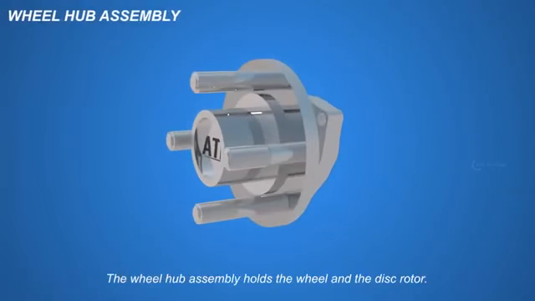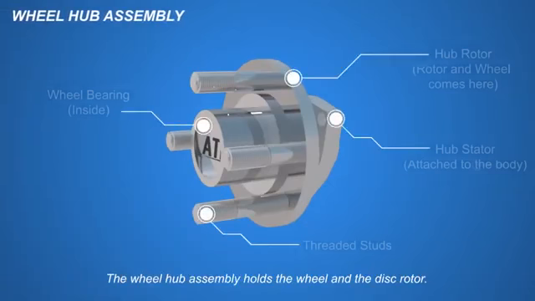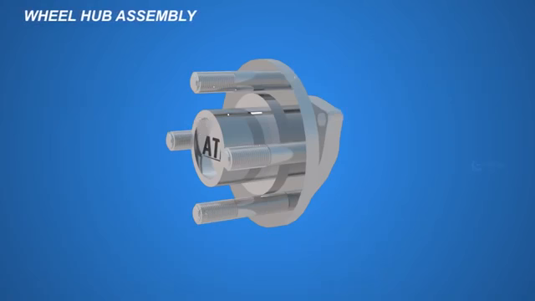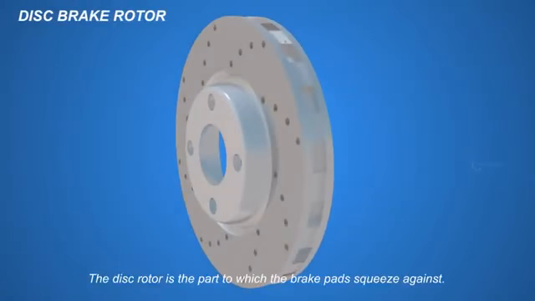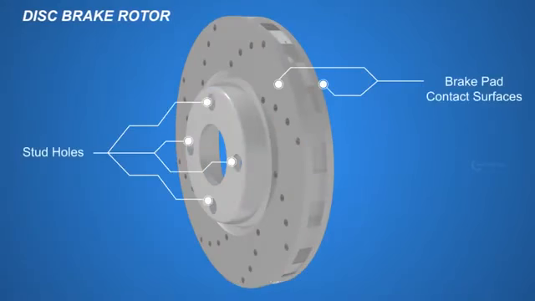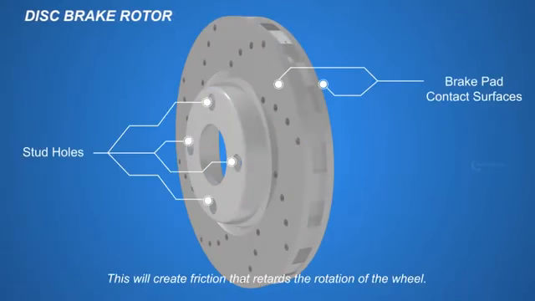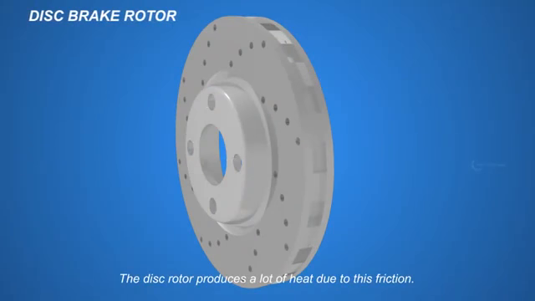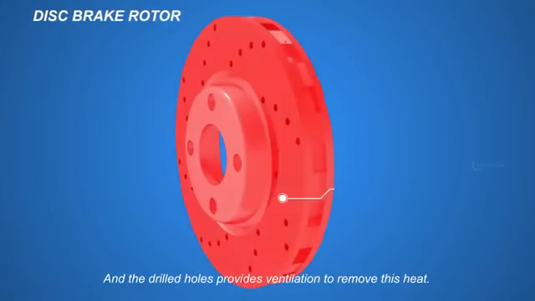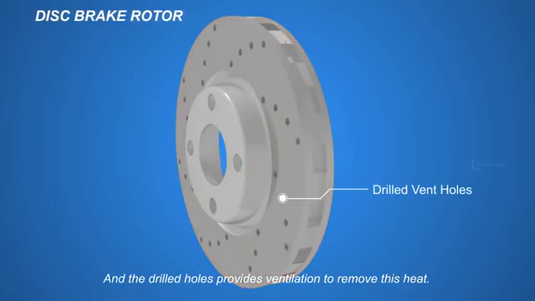The wheel hub assembly holds the wheel and the disc rotor, and the bearing inside it allows their smooth rotation. The disc rotor is the part to which the brake pads squeeze against. This will create friction that retards the rotation of the wheel. The disc rotor produces a lot of heat due to this friction, and the drilled holes provide ventilation to remove this heat.